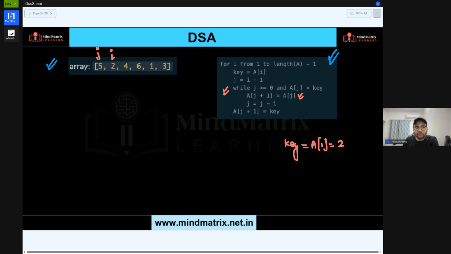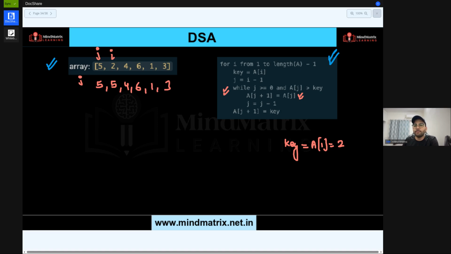That means you will place something like this. You will have a of j plus 1. In a of j plus 1, you are storing a of j. That means I can say the intermediate step is this. This is what you are getting now, correct? And you have decremented j also: j is equal to j minus 1. So now j is equal to minus 1, correct?